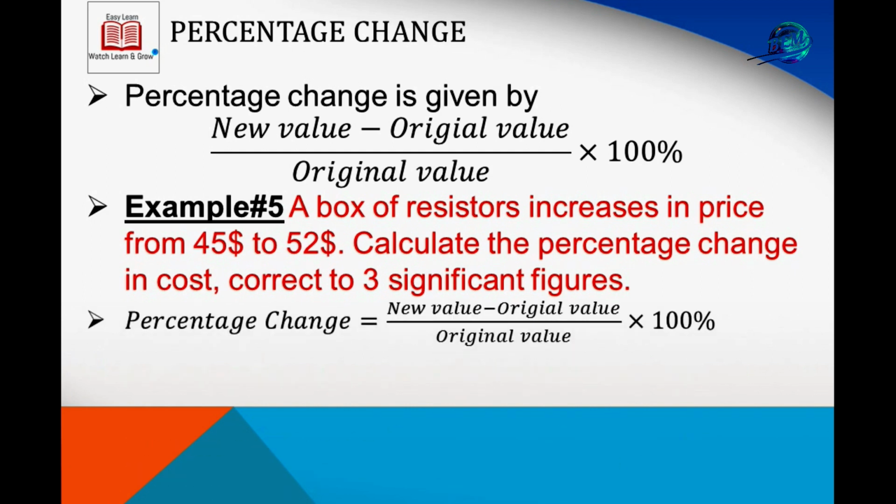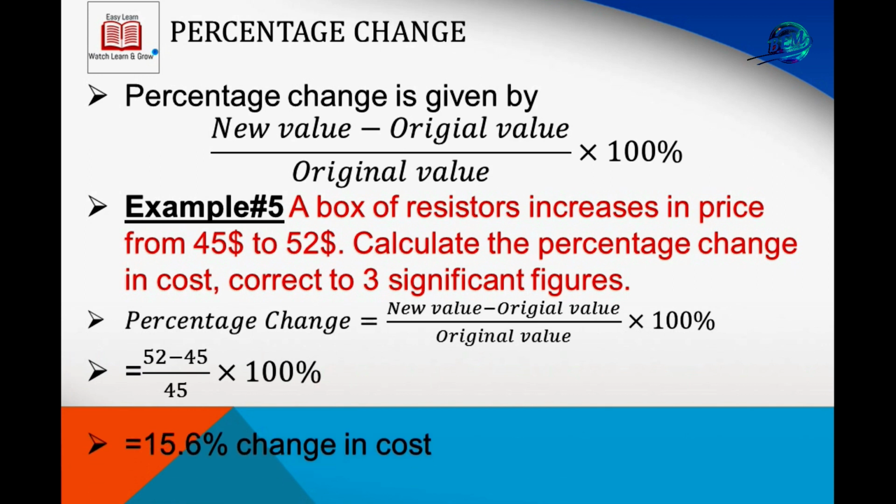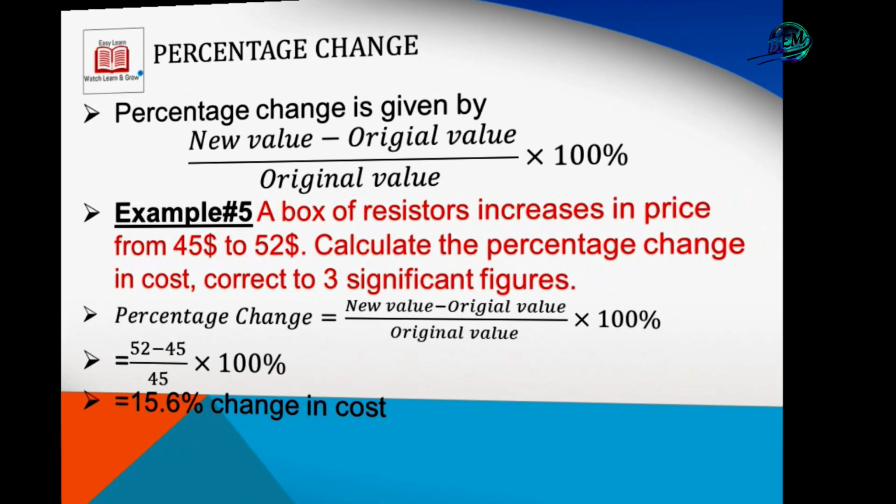First of all we have to write the formula: percentage change is the new value minus the original value, divided by the original value, multiplied by 100. The new value is $52, minus the previous value of this box of resistors, which is 45, divided by 45, multiplied by 100. The answer is 15.6. That is the percentage change in the cost.